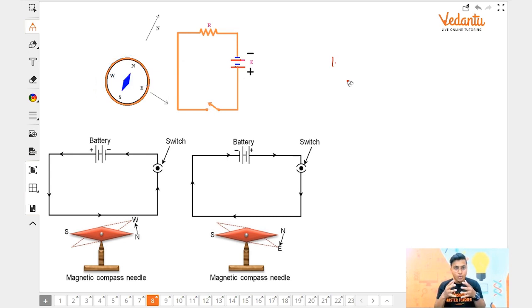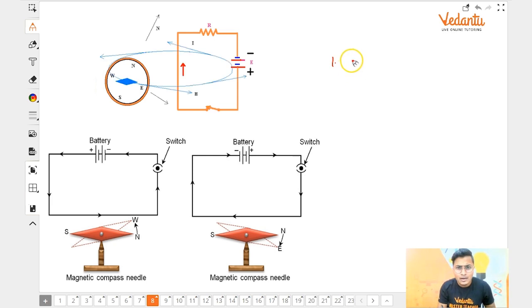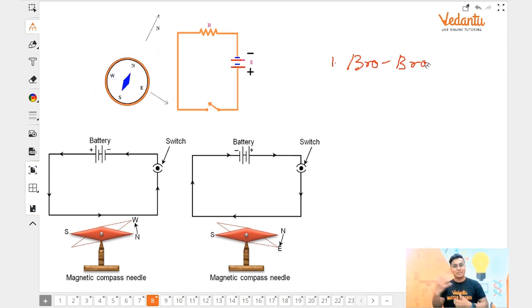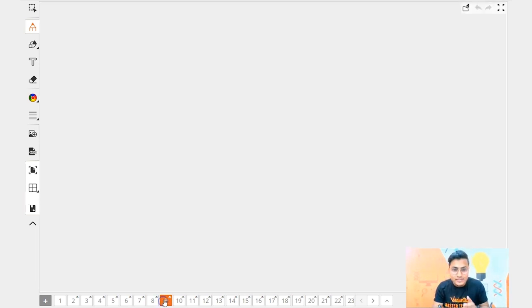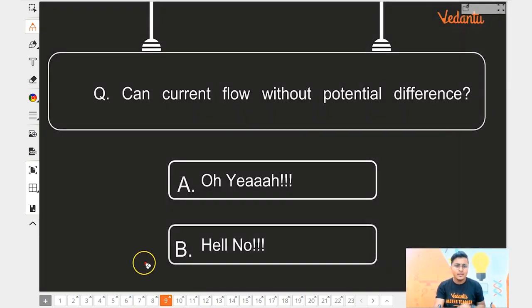Now, if you look into it very carefully, electric field and magnetic field, they are like bros, correct? Like both of them are bhai. If magnetic field is not there, electric field is not there; if electric field is not there, magnetic field is not there. Correct? How is it related? It is exactly related to this question. Look into this question and tell me, can current flow without potential difference?